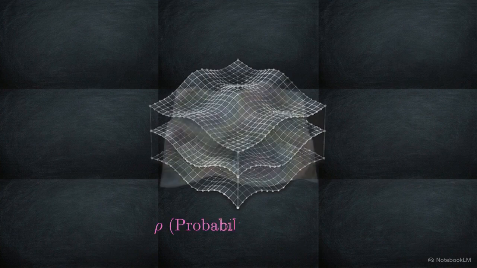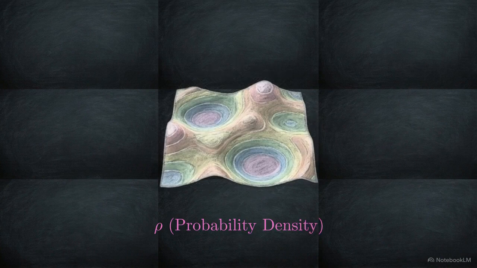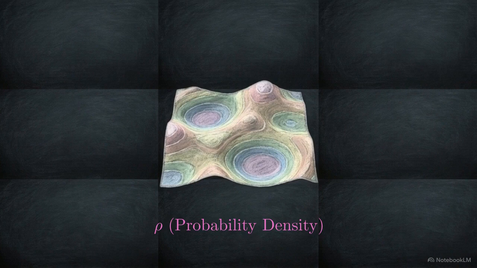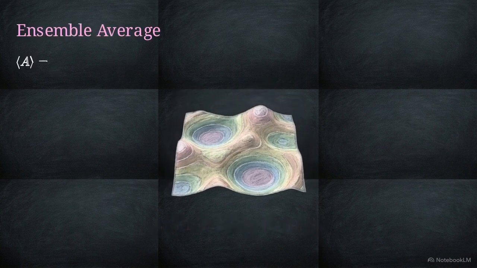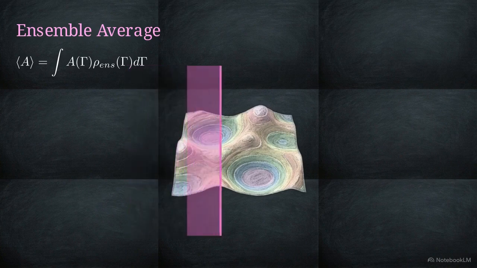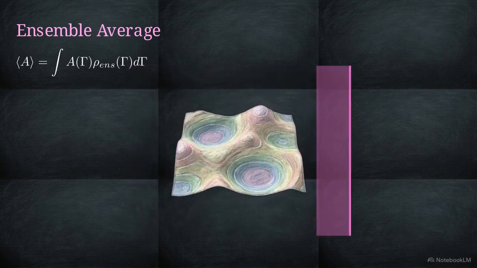Within this expanse, the system distributes itself according to a probability density, ρ. This acts as a topography of probability, dictating exactly how likely the system is to exist in any specific microstate based on its thermodynamic conditions. The exact thermodynamic property of a system, what we actually measure in a lab, is the ensemble average. This equation is the strict mathematical integral of an observable across all possible microstates, weighted precisely by their probability.